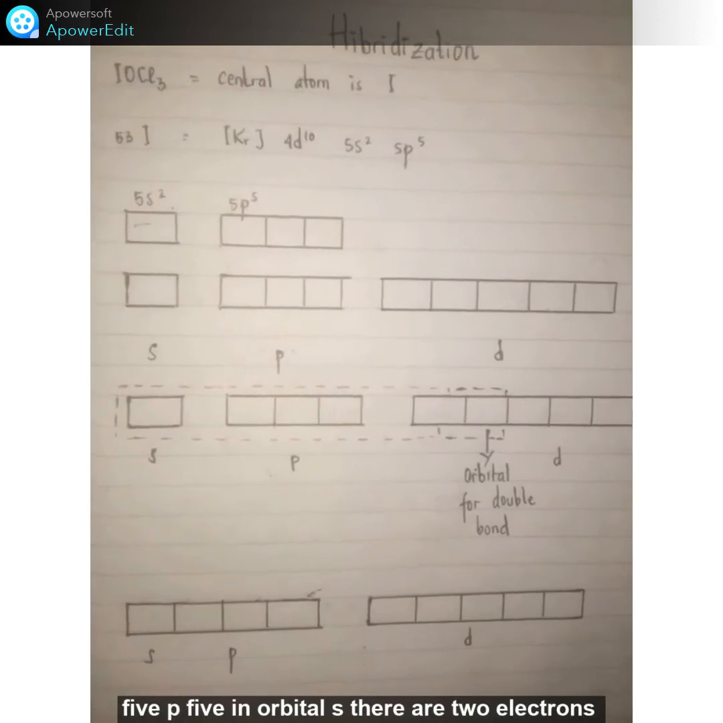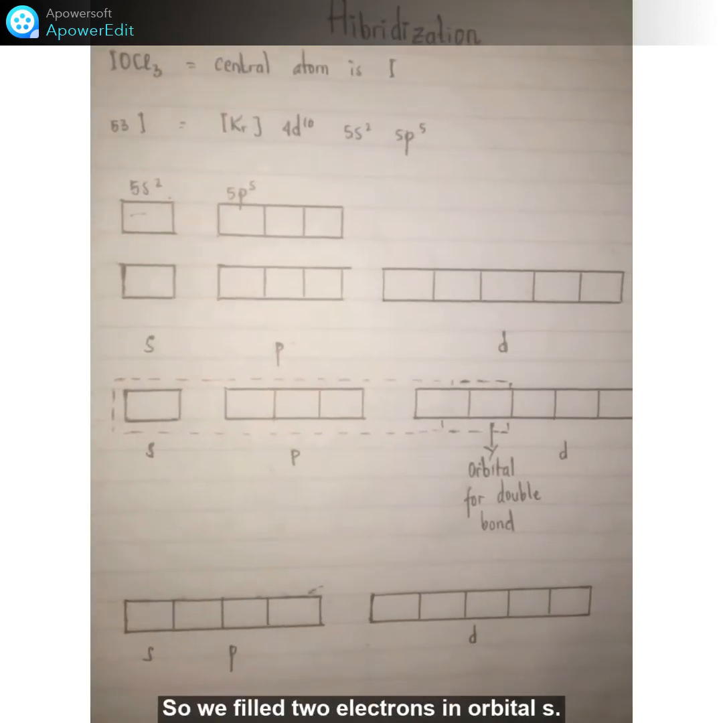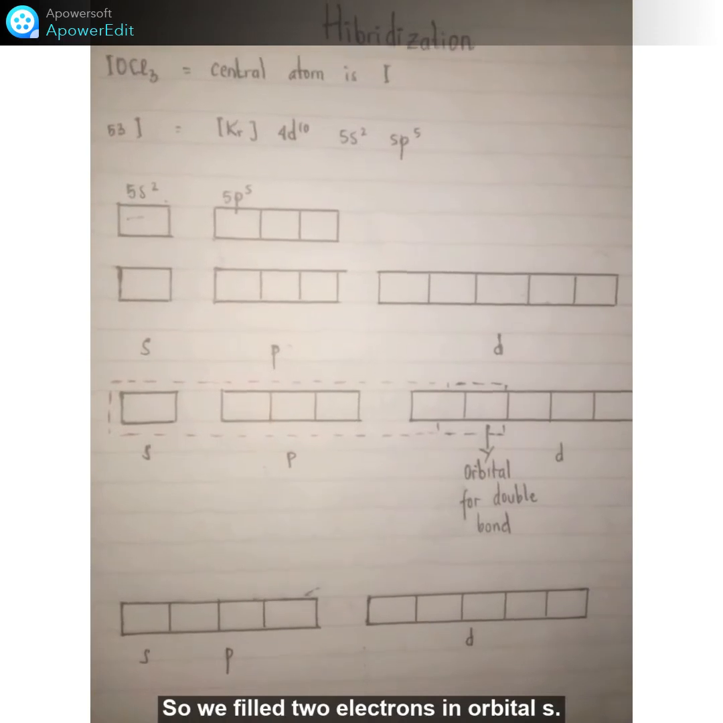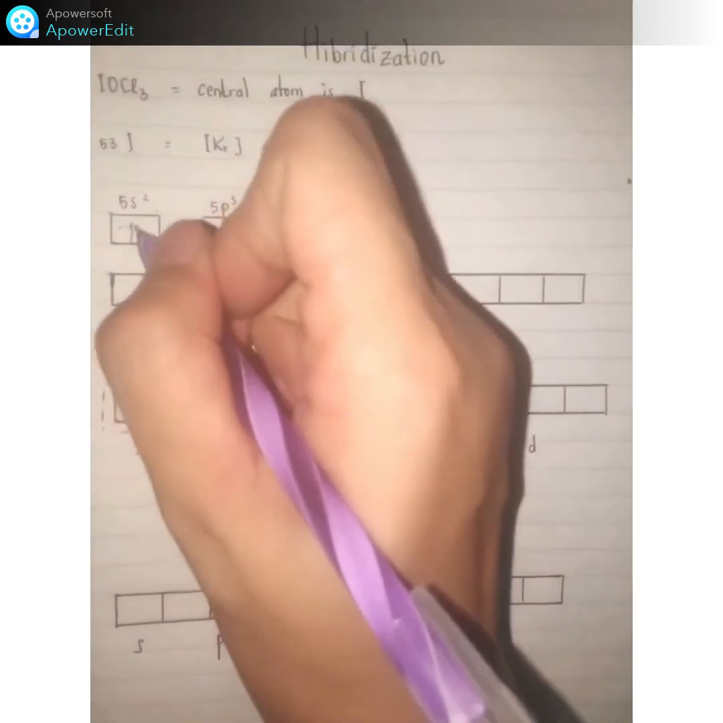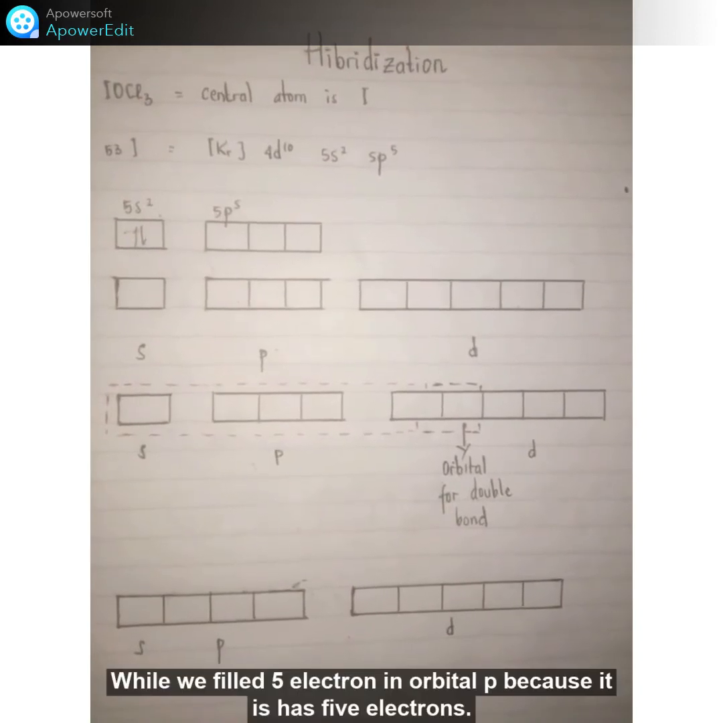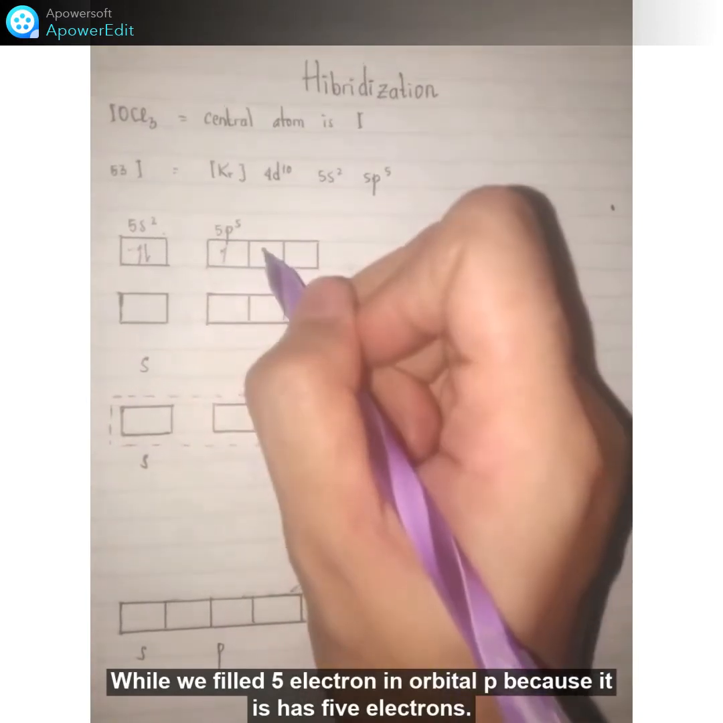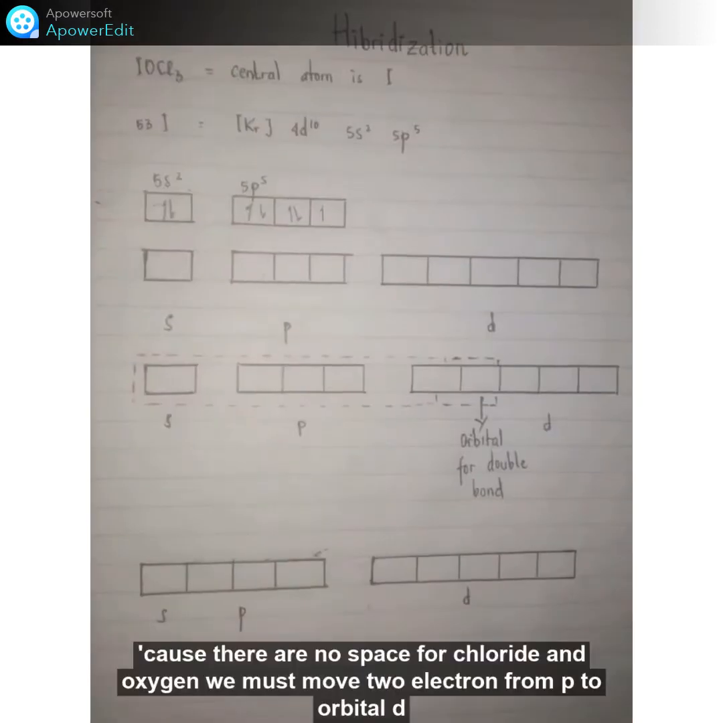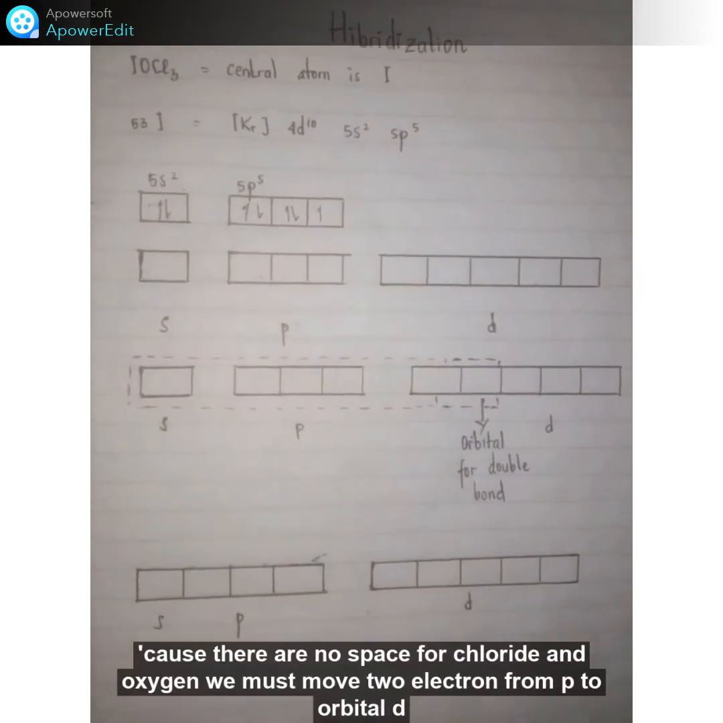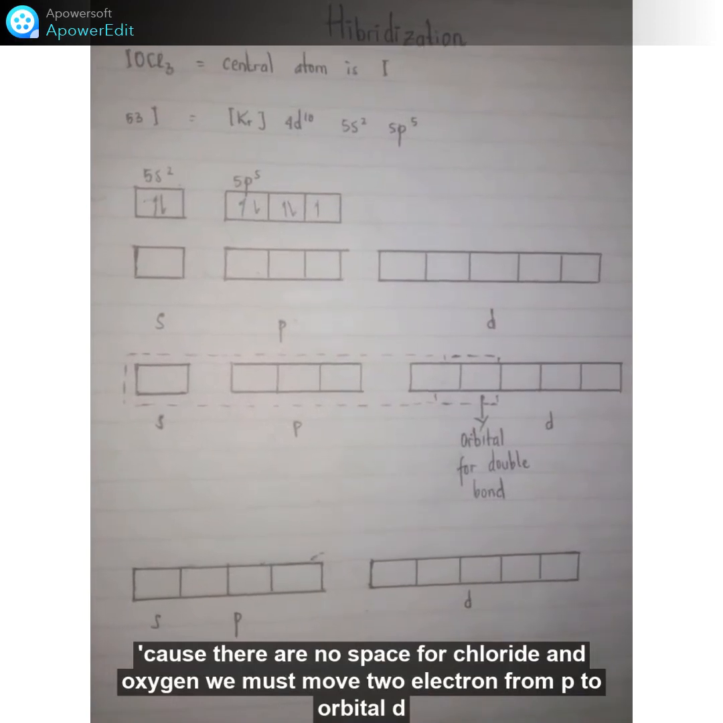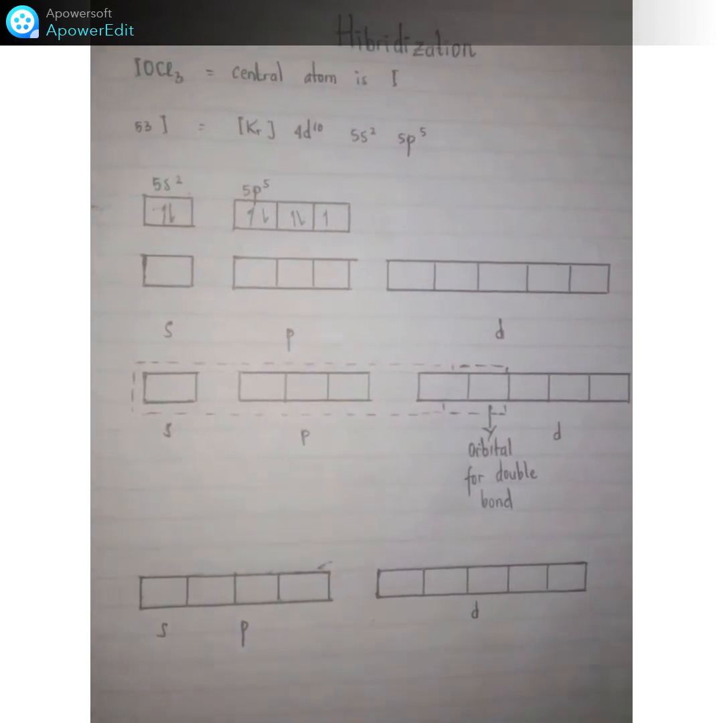In orbital s, there are 2 electrons, so we fill 2 electrons in orbital s, while we fill 5 electrons in orbital p because it has 5 electrons. Because there is no space for chlorine and oxygen, we must move 2 electrons from p to orbital d.